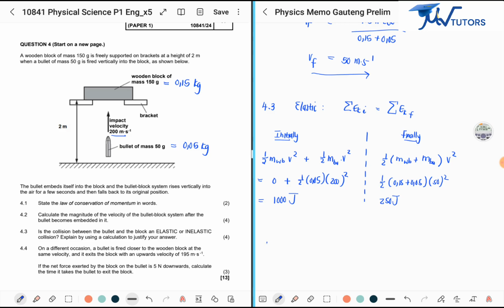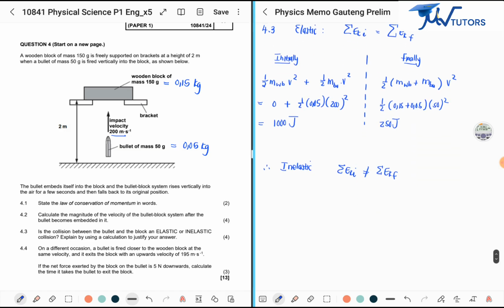Okay, so this is inelastic, because the sum of the kinetic energy initially is not equal to the sum of the kinetic energy at the end. Okay, and we can leave it at that. We have proved it with the working out that we did.